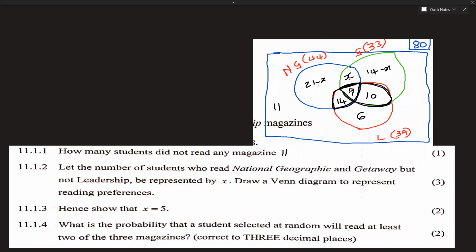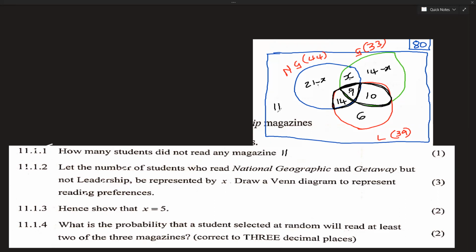Let the number of students who read National Geographic and Gateway but not leadership be represented by X. Draw a Venn diagram to represent the reading preferences. We already did everything there. So this part is out, that part is out. Now they say we must show that X is 5. Okay. So ladies and gents, this is pretty simple.